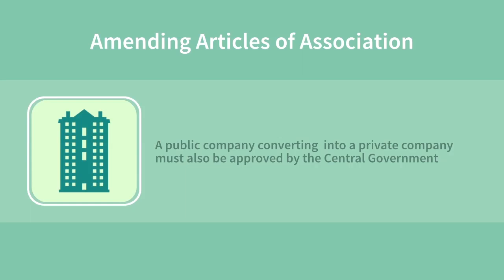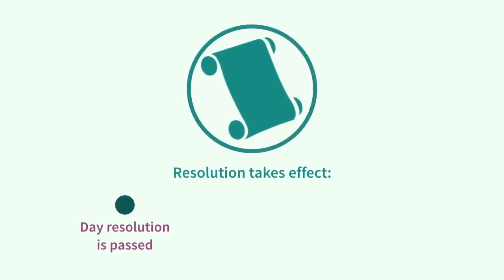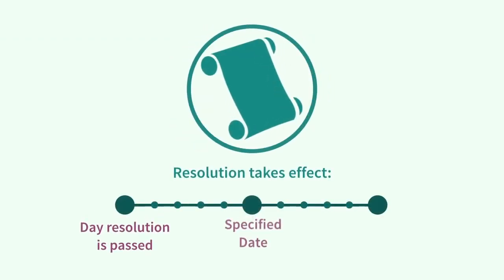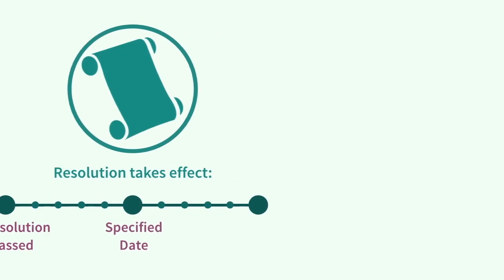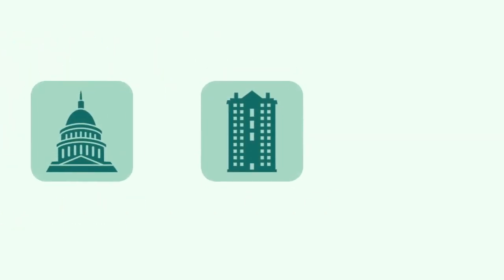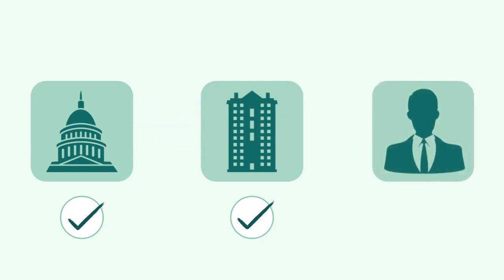Where a company has passed a resolution to amend or repeal its articles, that resolution will take effect on the day it is passed or on a later date specified in the resolution. Where any alteration, such as is referred to in the proviso to subsection 1, has been approved by the central government, a printed copy of the articles as altered shall be filed by the company with the registrar within 1 month of the date of receipt of the order of approval.